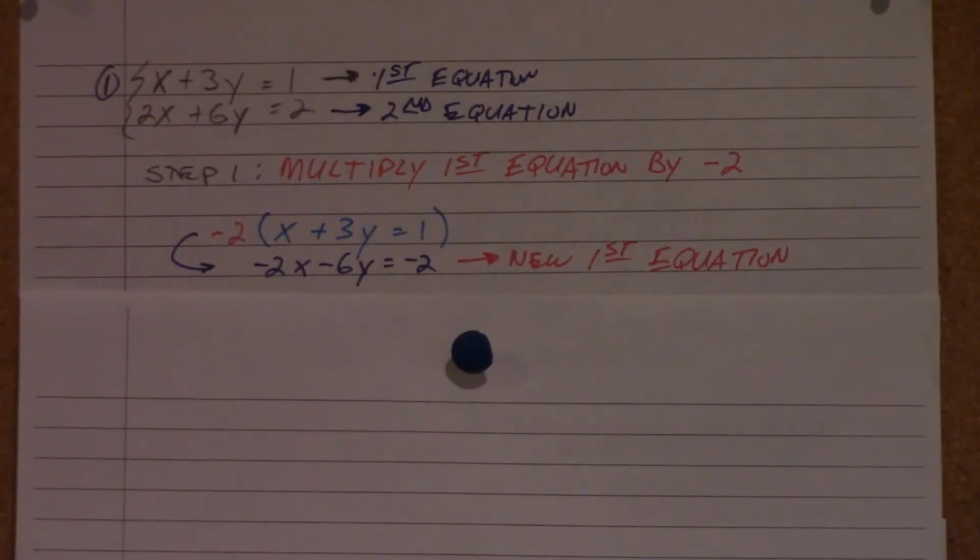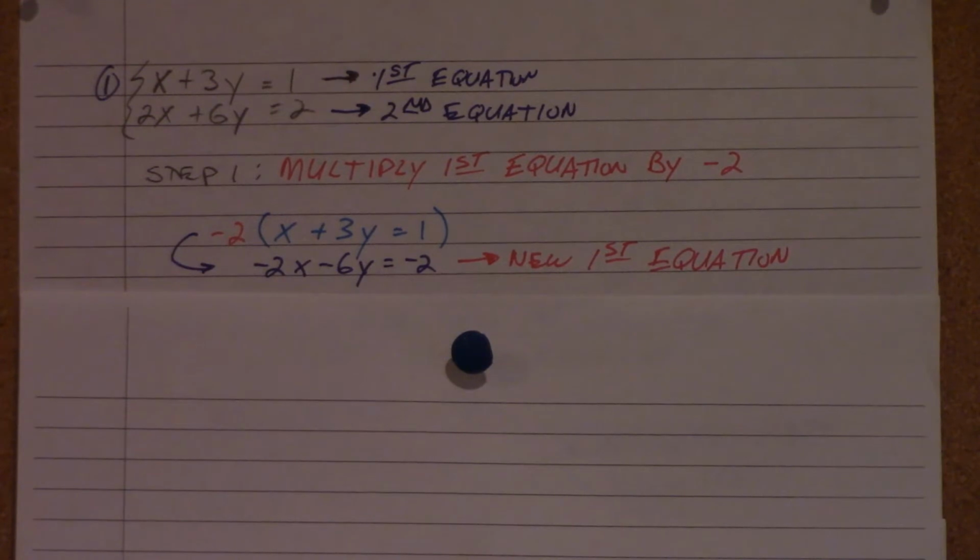Okay, so here we go. We can see that x plus 3y and 2x plus 6y, do we have common factors, common multiples? And yes, we do. We can see that if we multiply the top equation by negative 2, we get something that we can work with to eliminate a variable.